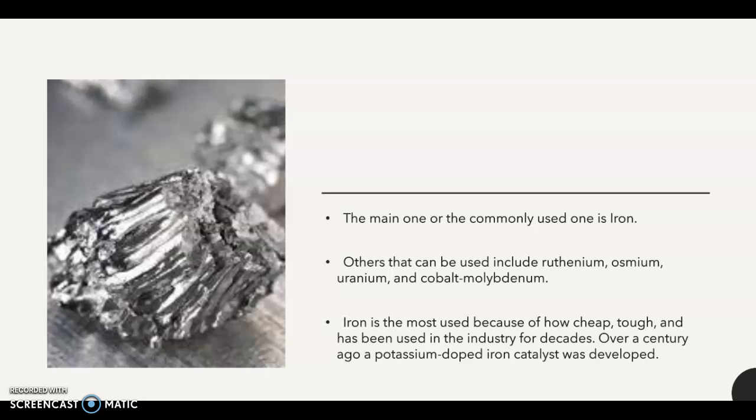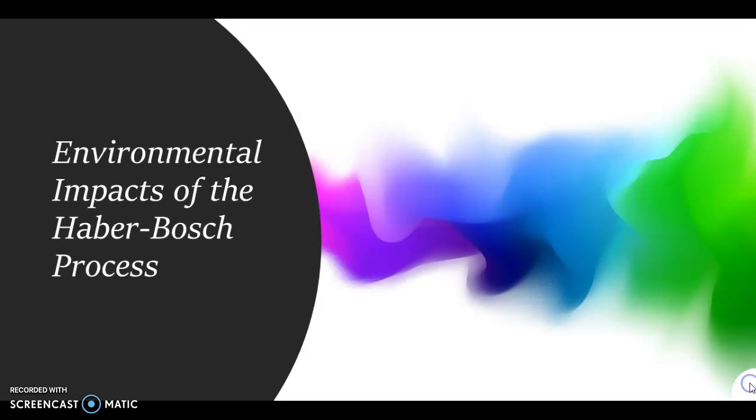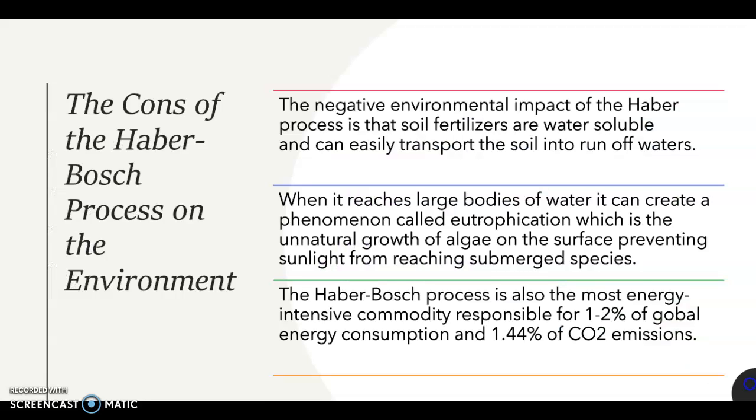Over a century ago, a potassium-promoted iron catalyst was developed. The environmental impacts of the Haber-Bosch process. The cons of the Haber-Bosch process on the environment. So we already know the pros, which is it being used as a fertilizer to help grow food for the environment and for people.